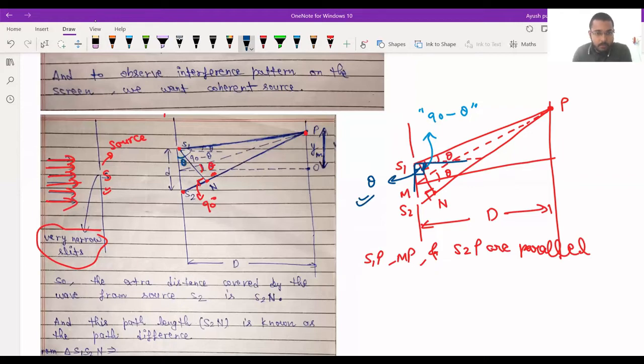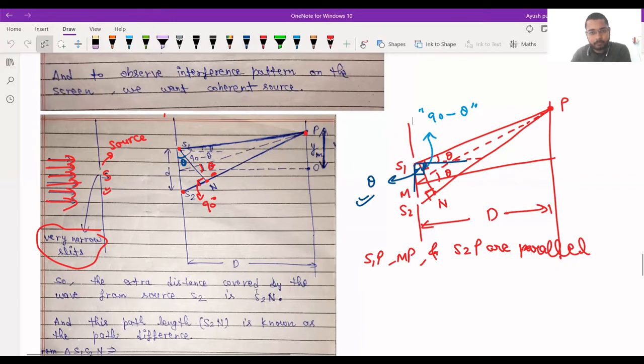Why? How is it theta? Because I have assumed that capital D is much greater than small d. That means S1P, MP, and S2P will almost be parallel. So we can consider that if these three lines are parallel, then this angle will be theta. Only then it will be theta. Otherwise, it will not be theta, because we have considered that capital D is much greater.